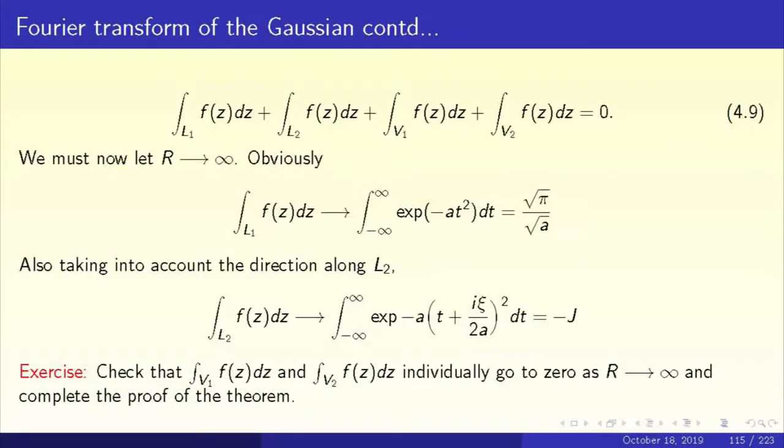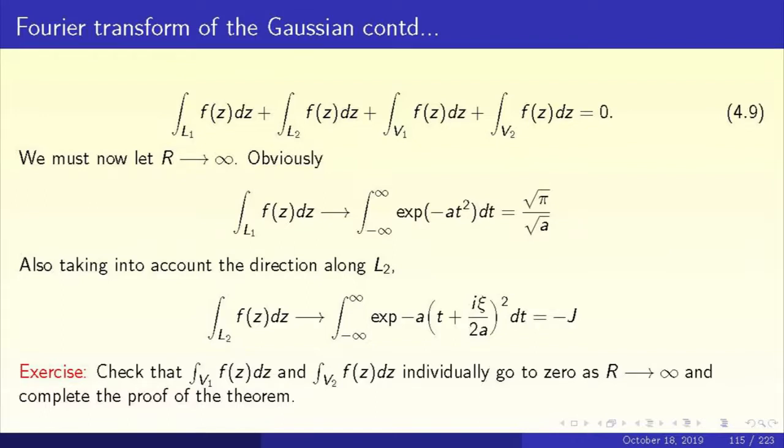In other words, along the top side of the rectangle, you get minus J in the limit. What happens to the vertical sides? The integral of f(z) dz along V1 and the integral of f(z) dz along V2 individually go to 0 as r goes to infinity, right? So now, from equation 4.9, two terms drop out in the limit as r goes to infinity.